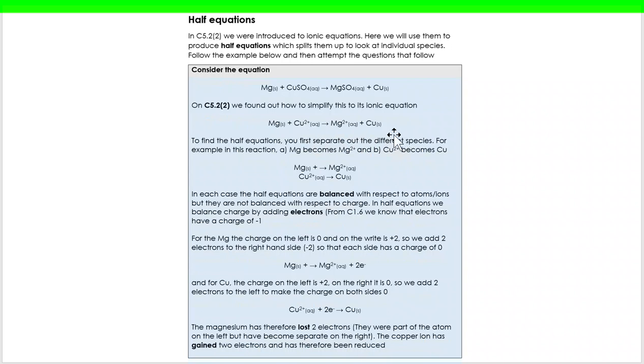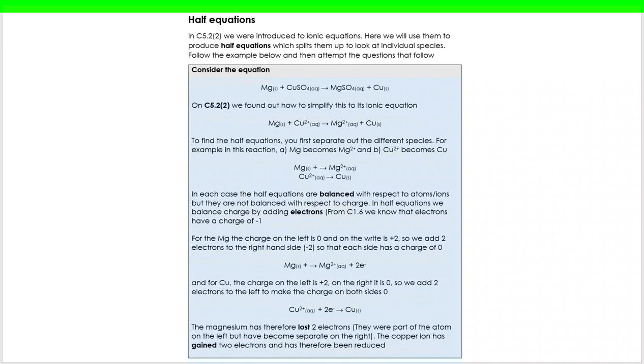I've got rid of spectators, and we now have Mg solid plus Cu²⁺ goes to Mg²⁺ and Cu. Now, half equations take that a step further forward. They will break it down into two component parts. I'll want a half equation that relates to what happens to magnesium and one that relates to what happens to copper. And we can see that just down here. Mg solid goes to Mg²⁺ aqueous, and Cu²⁺ aqueous goes to Cu solid.